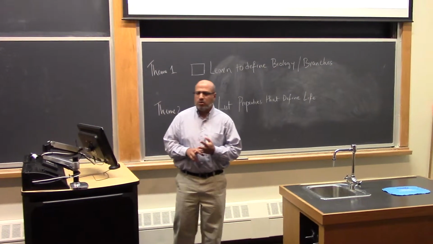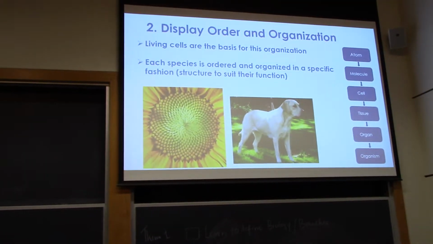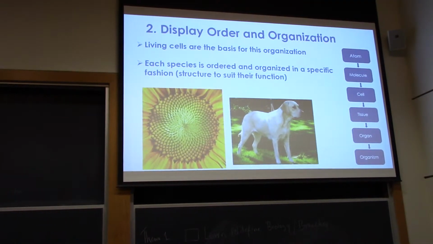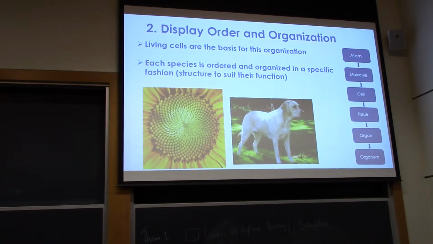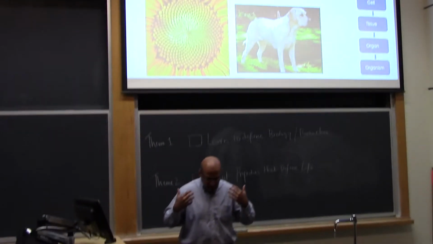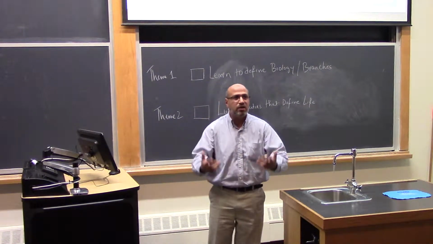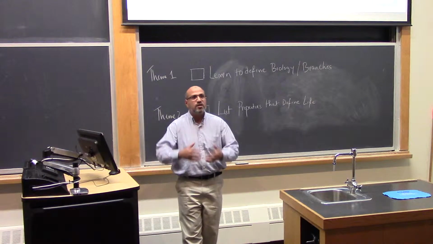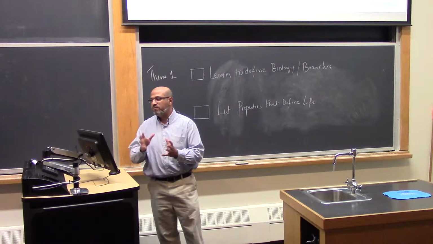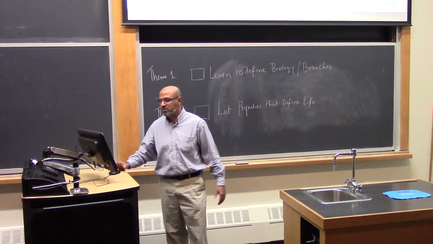The second is all living things display order and organization. And the reason I say that is if you look at that flower, we have that order and organization which performs a certain function. A dog, for example, is four-legged. The very basis for its being four-legged is the function it performs. It has to run, it has to walk on 4 legs, right? So that gives you the concept of organization and structure-function relationship in terms of how they're organized.